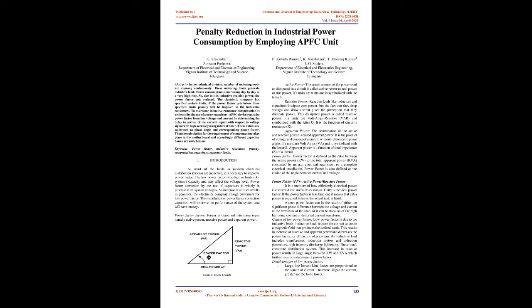Power factor theory. Power is classified into three types, namely active power, reactive power, and apparent power. The power triangle. Figure 1, power triangle. Active power: the actual amount of the power used or dissipated in a circuit is called active power or real power or true power. Its unit is watts and it is symbolized with the letter P.